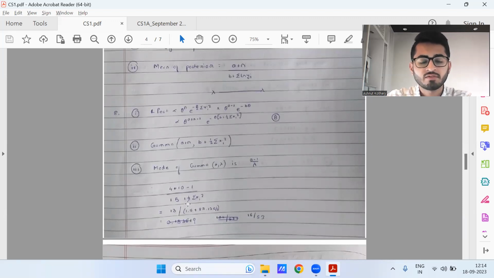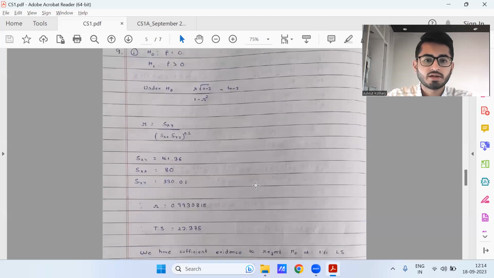Now, one silly mistake here, even when I was computing, was that there was summation xi square into half. I forgot initially to multiply by half, and I was getting a different answer. Later on, cross-checking and rechecking my workings, I realized this. So the final answer was coming out to be 16 by 53.